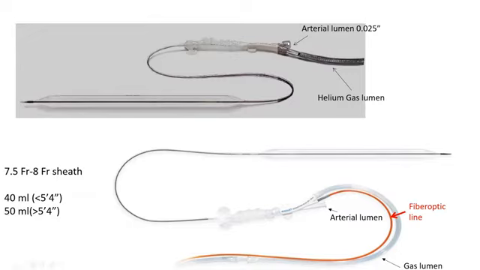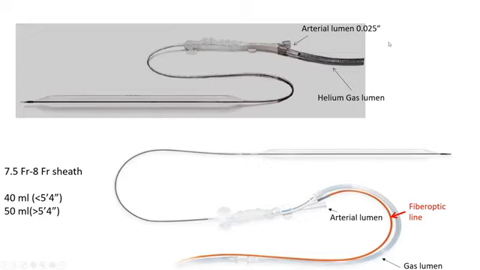This arterial lumen is also through which we advance the balloon pump into the aorta, and it takes 0.025-inch wire. That's an important idea. It does not take 0.035-inch wire, which is the traditional wire we use to advance catheters. So 0.025-inch, or you can use 0.018-inch wire.